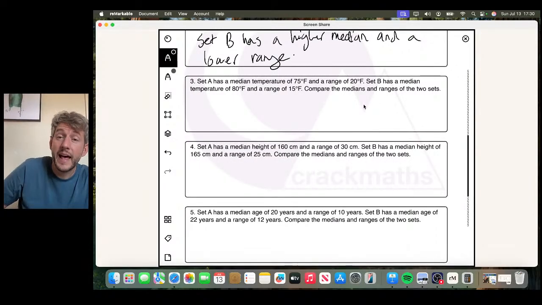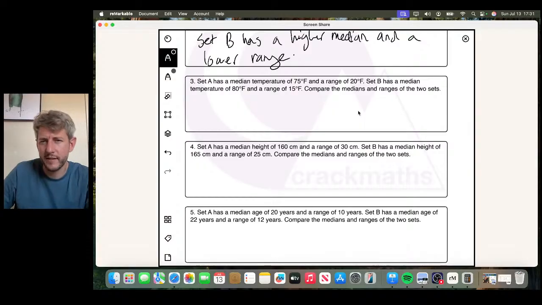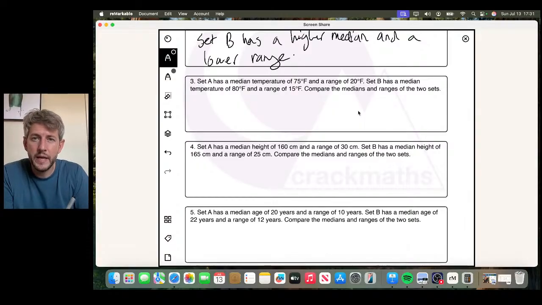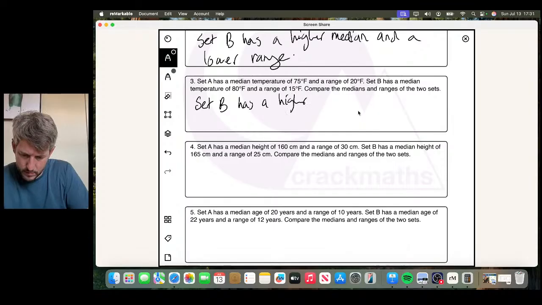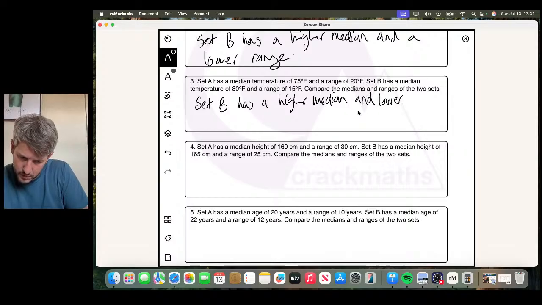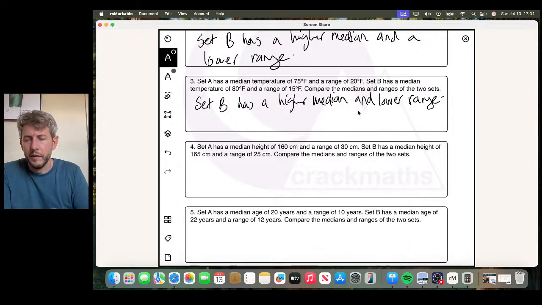Question 3. Set A has a median temperature of 75 degrees Fahrenheit and a range of 20 degrees Fahrenheit. Set B has a median temperature of 80 degrees Fahrenheit and a range of 15 degrees Fahrenheit. Compare the medians and the ranges of the two sets. Okay, so set B has a higher median and a lower range. So I'm going to write that down. Okay, question 4.